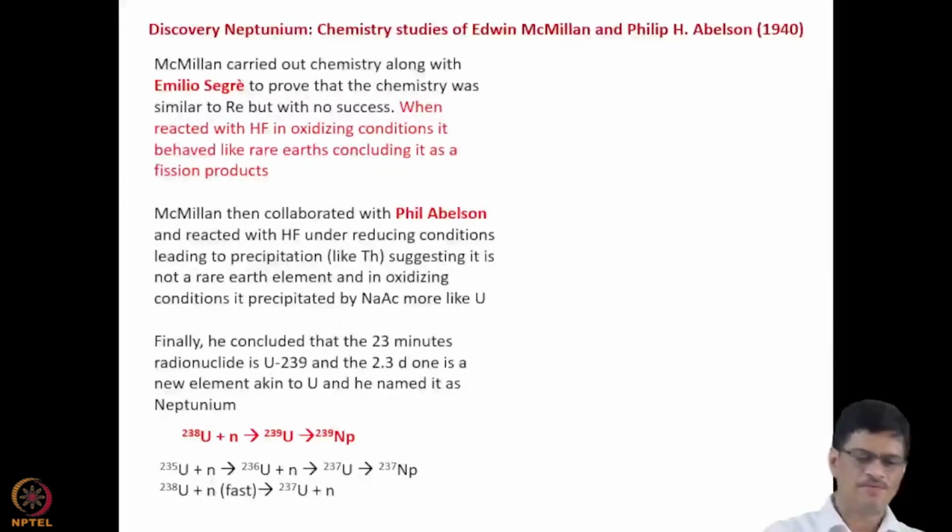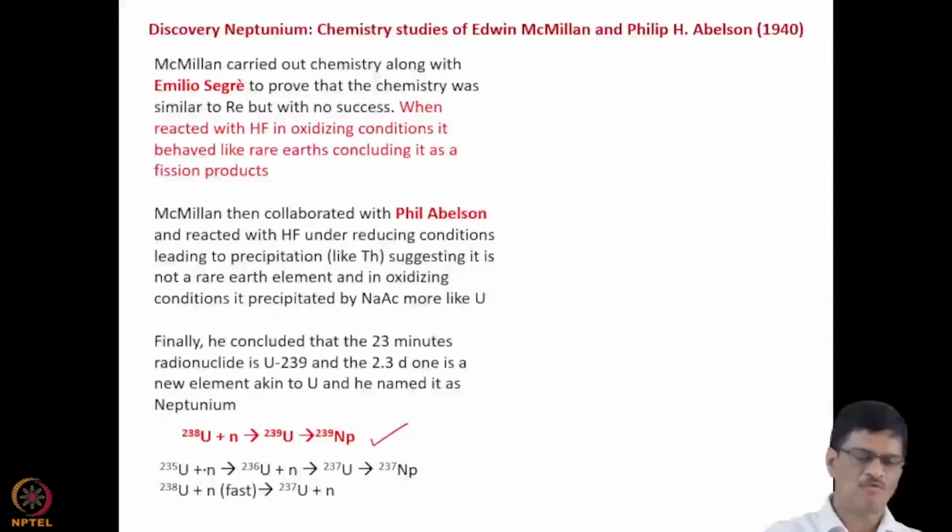So this is a reaction which is giving neptunium-239, that is, uranium-238 captures a neutron giving uranium-239, which undergoes beta decay giving neptunium-239. Subsequently, the 237 isotope of neptunium was discovered, but in that case the reaction can be twofold.